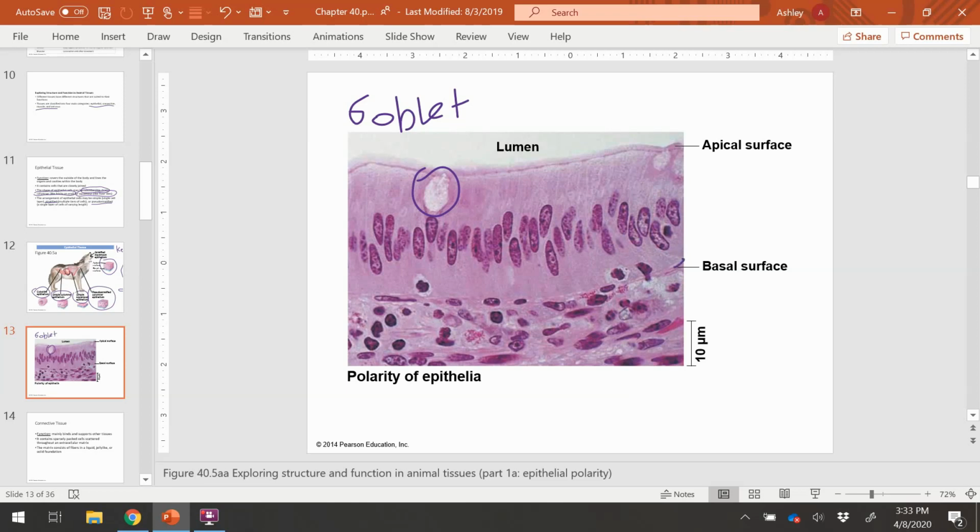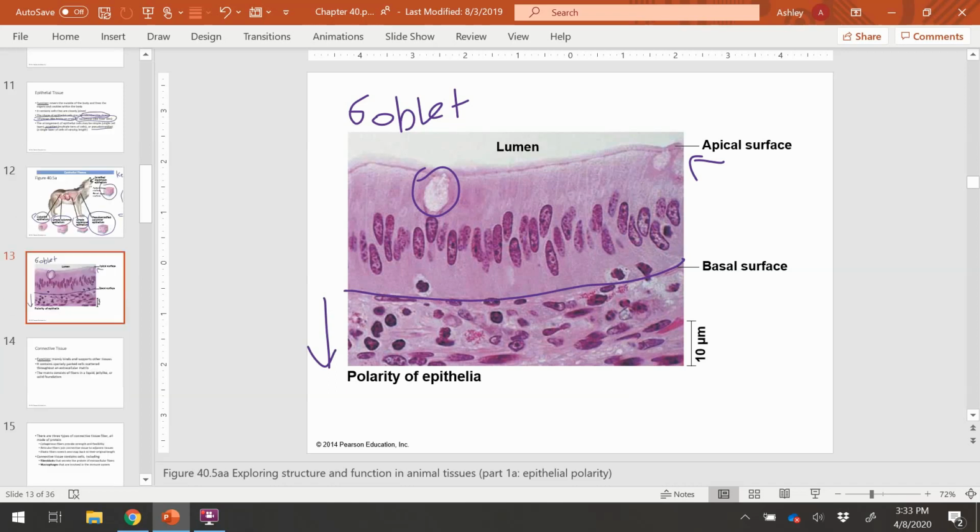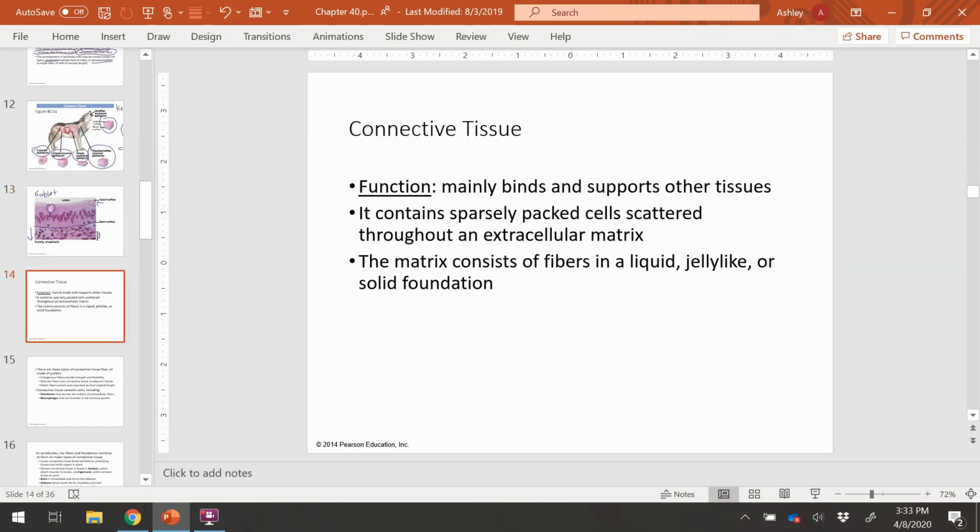And that this layer of attachment to the rest of the body is called the basal surface. The top layer is called the apical surface, or the top section. And so this would be responsible for breaking down nutrients and then absorbing some nutrients as well. All right, so that ends our epithelial tissue.